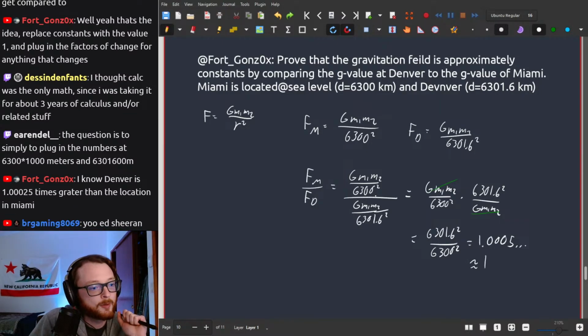Hey, BR Gaming. Thought calc was the only math, since I was taking it for about 3 years, calculus and related stuff. Ooh. I mean, I wouldn't have minded that, but yeah, it probably for an algebra wasn't too fun.